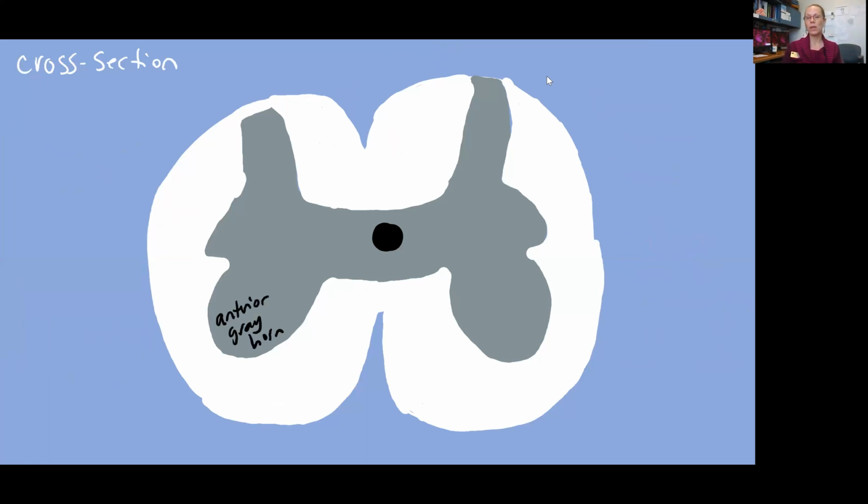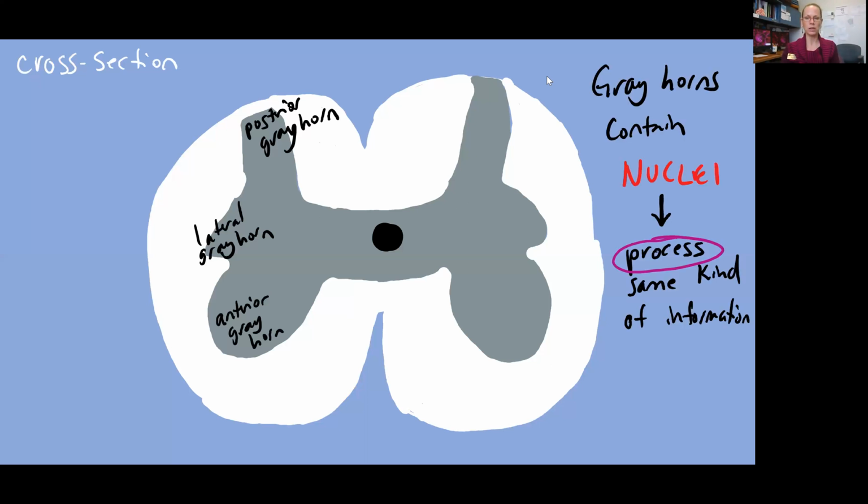Okay, let's zoom in on that gray matter a little bit more, and let's name those projections that we have sticking out there. So we're going to have a projection in the front called an anterior gray horn, a projection at the side called a lateral gray horn, and then, of course, at the back we would have the posterior gray horn. Now remember, our gray matter contains cell bodies which are involved in processing. When we're talking about those collections of cells that process the same kind of information, we talk about it as a nucleus, or nuclei in the plural. So your anterior, lateral, and posterior gray horns contain processing centers referred to as nuclei.